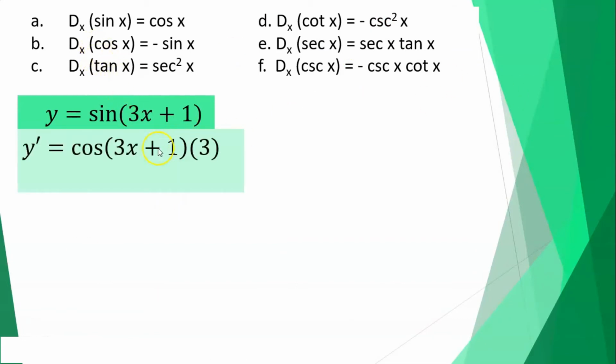So that would be cosine, copy the angle, and get the derivative of the angle, which is 3. So the final answer would be y prime is equal to 3 cosine 3x plus 1.